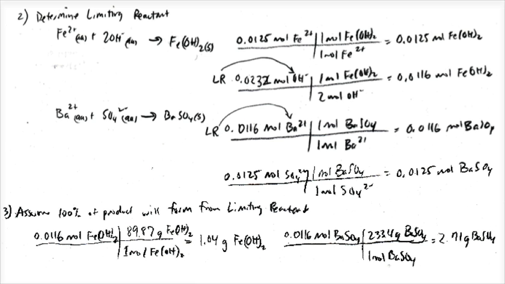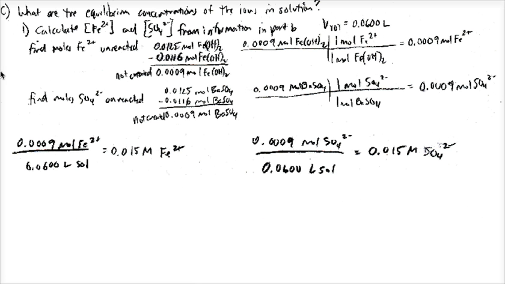Now you're also asked to calculate the equilibrium concentrations of the ions in solution, and now we do have to pay attention to the volume. The total volume of this is 0.0600 liters. So then you have to figure out how much of the stuff is not reacted, and from that you can figure out your concentrations of the ions. You divide by the total volume of solution and get your concentration of iron to be 0.015 molar and your concentration of sulfate to also be 0.015 molar.